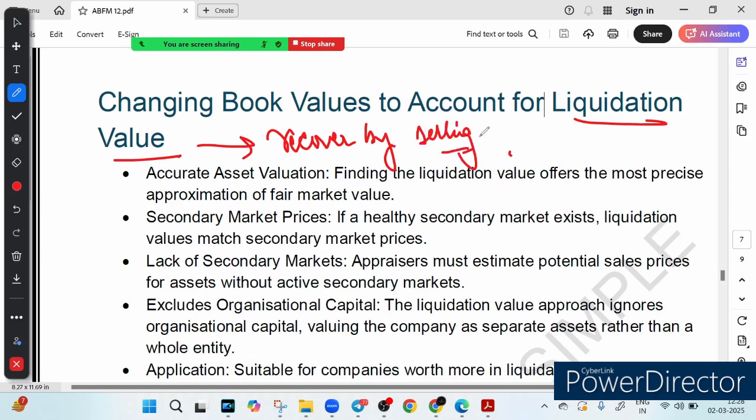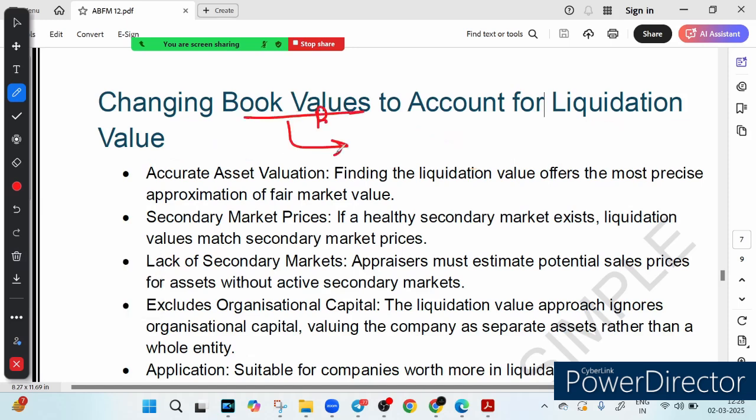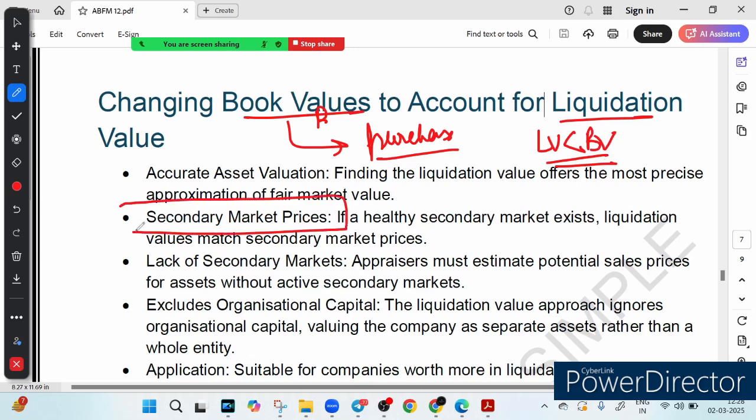This is often lower than the book value because assets may not sell for their original purchase price. Book value is the original purchase price. When you talk about this book value, this is the purchase price, and this liquidation value, this LV, is always less than BV, book value. Why? Reason being that assets may not sell for their original purchase price. And there is a role of the secondary market here. What is the role of it?